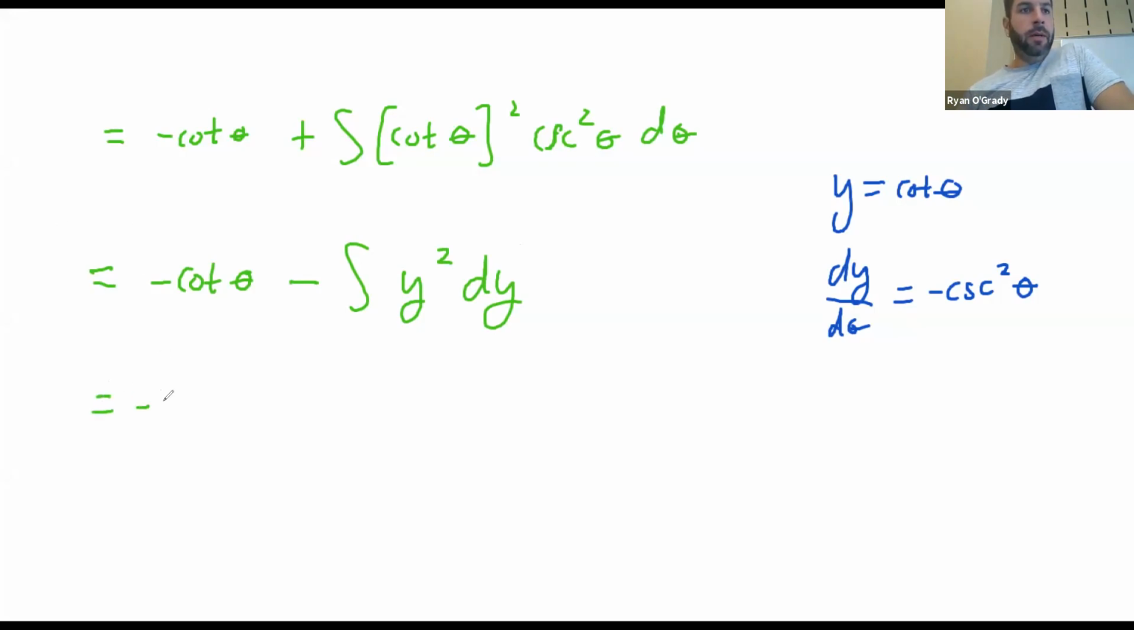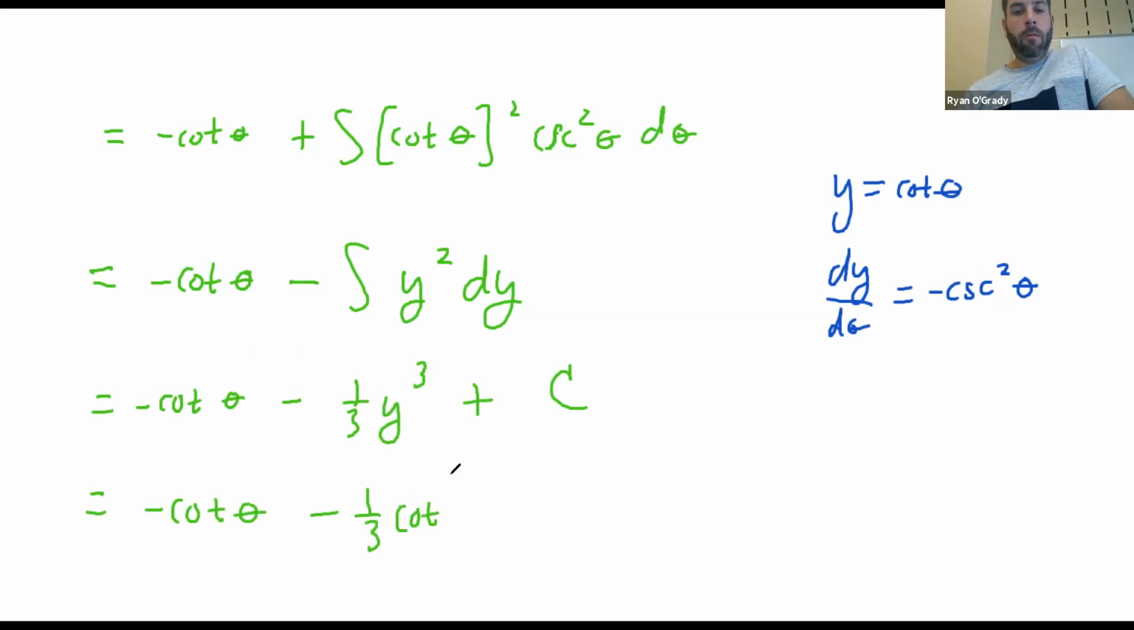And so this becomes negative the cotangent theta minus 1/3 y to the power 3 plus c. Yikes. And we plug that back in. What a mean, mean problem this is. And we ain't done yet though, right? Because now we didn't write it in terms of x. We got to write this thing back in terms of x.